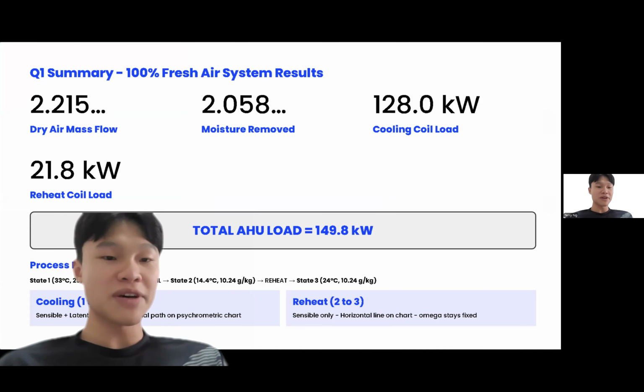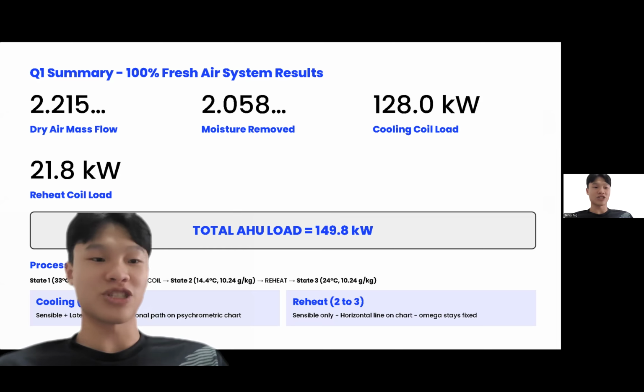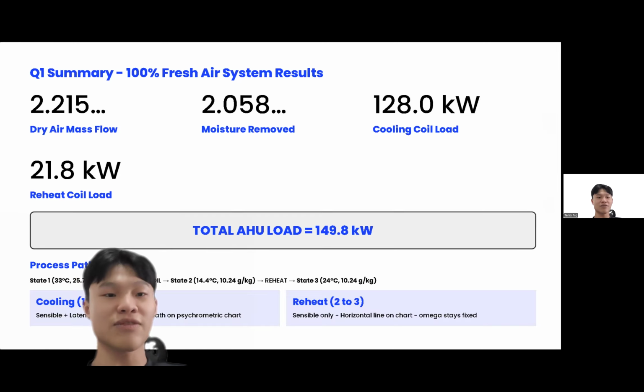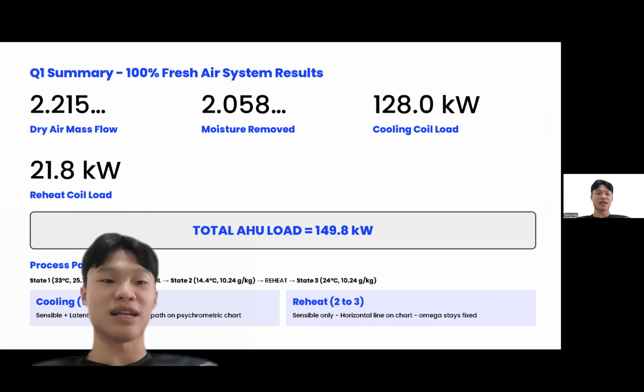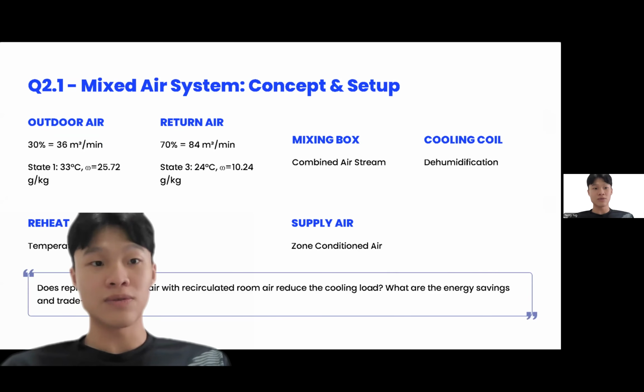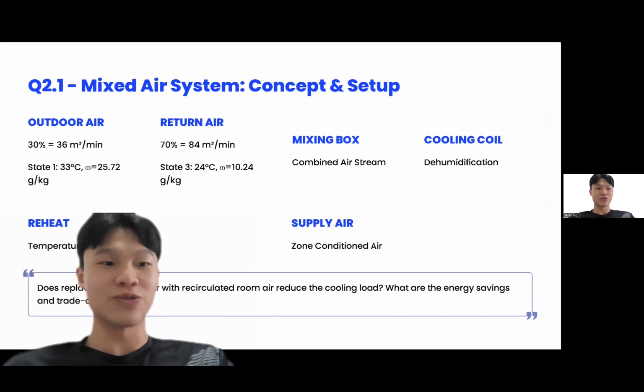On the process path at the bottom, state 1 goes through the cooling coil to state 2 via a diagonal path on a psychrometric chart, removing both sensible and latent heat simultaneously. Then from state 2 to state 3 is a horizontal line. Only temperature rises, omega stays fixed at 10.24. Okay. So now we will move on to question 2.